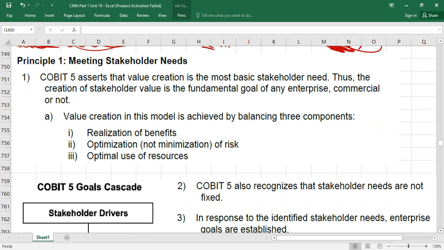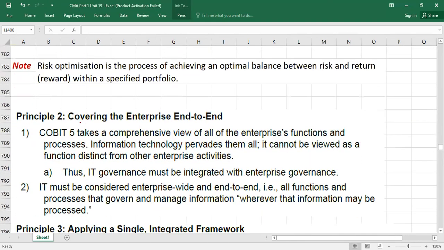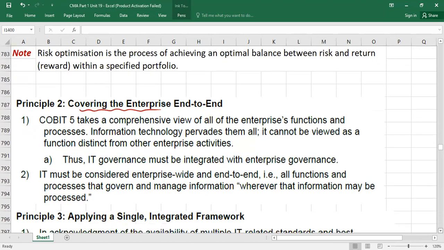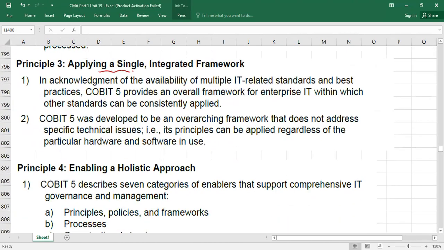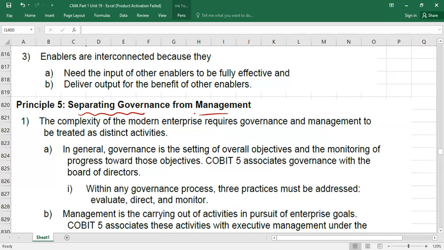Okay, principle number one. The principle number one is called meeting stakeholder needs. Heading, I'm just telling you. Principle number two, then I'll explain one by one. Principle number two is called covering the enterprise end to end. Principle number three is applying a single integrated framework. Principle number four is enabling a holistic approach. And principle number five is separating governance from management. So these are the 5 principles which we need to understand.